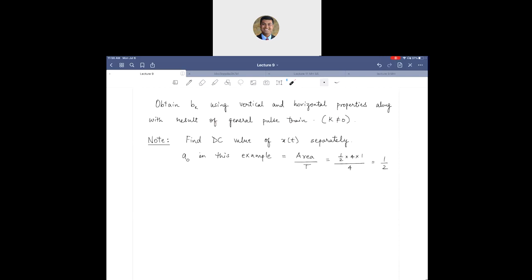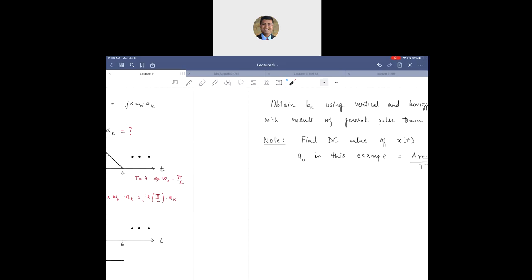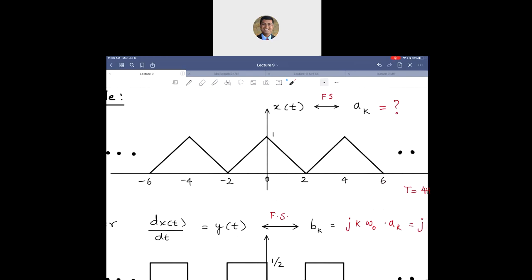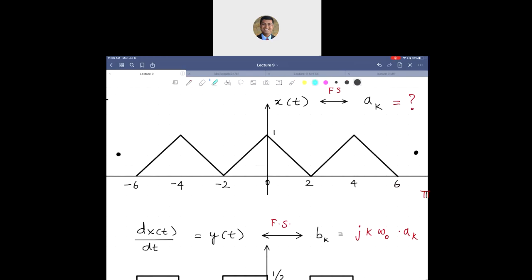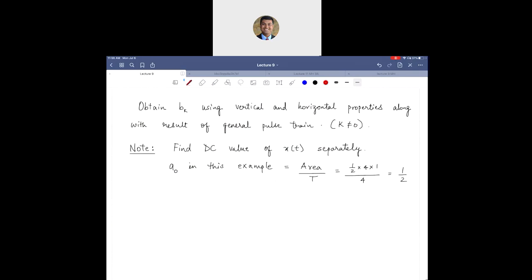Note, we also have to find the DC value of x of t separately. So in this example, what is going to be a sub 0? A sub 0 in this example is going to be area divided by T. What is the area? I've got the area here. Half base height 2. Time period is 4. So 2 divided by 4, half. Right. So a sub 0, we know that already.